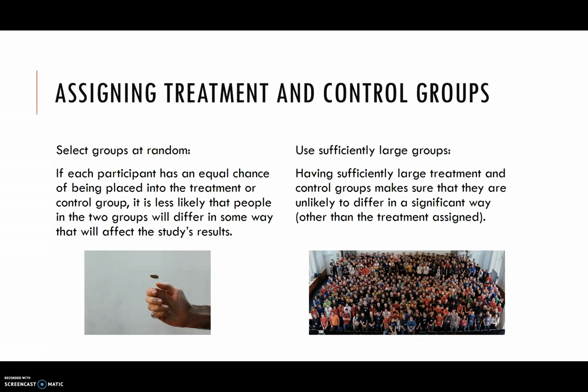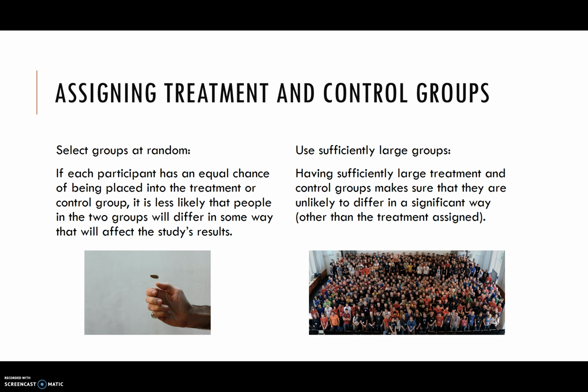Let's talk about how to assign treatment and control groups. There are a couple different things we need to keep in mind. First, we should select groups at random. If each participant has an equal chance of being placed into either the treatment or the control group, it is less likely that people in the two groups will differ in some way that will affect the study. So we often do this by flipping a coin or assigning random numbers, but we want to make sure that we have some random selection going on.